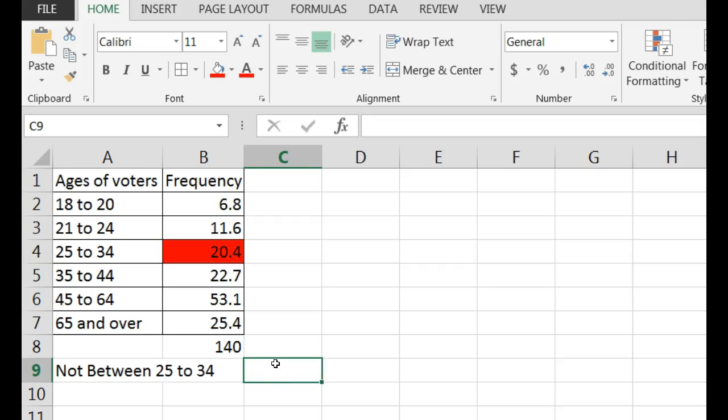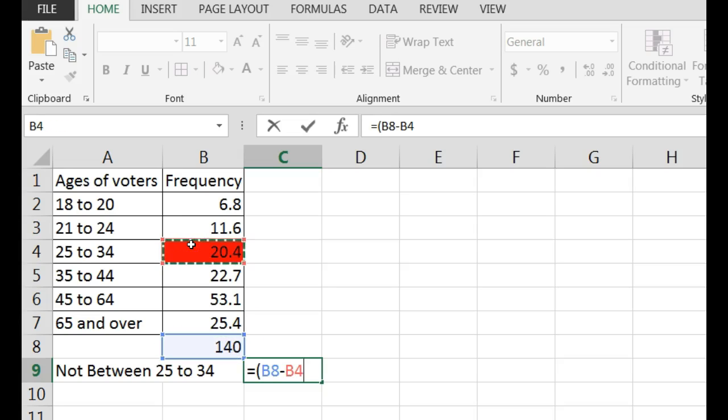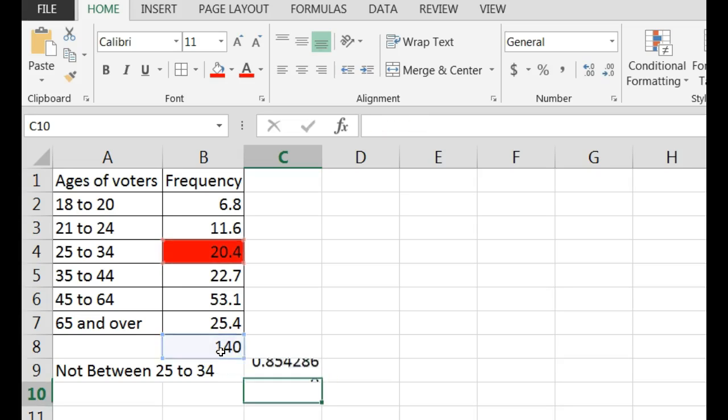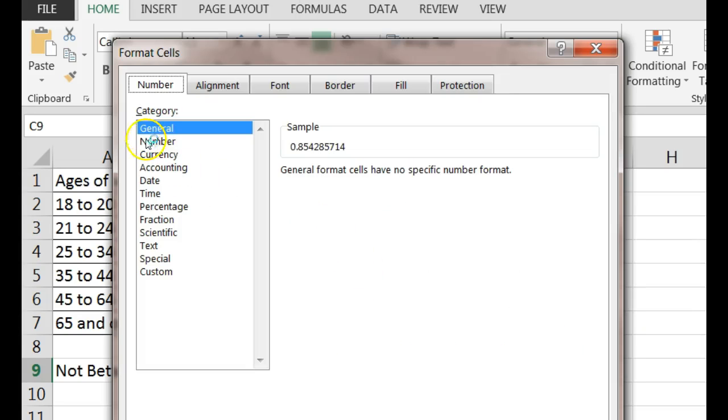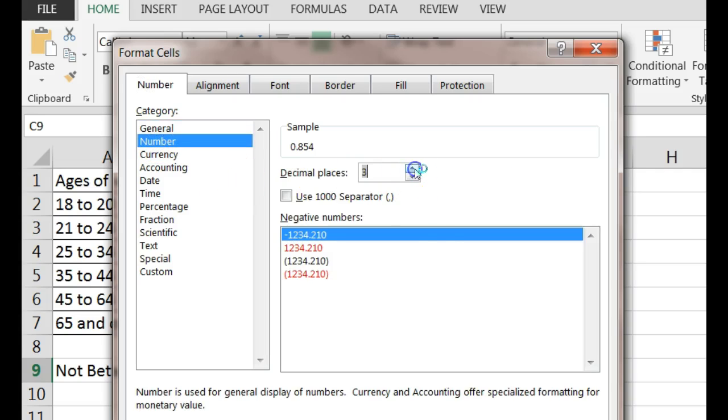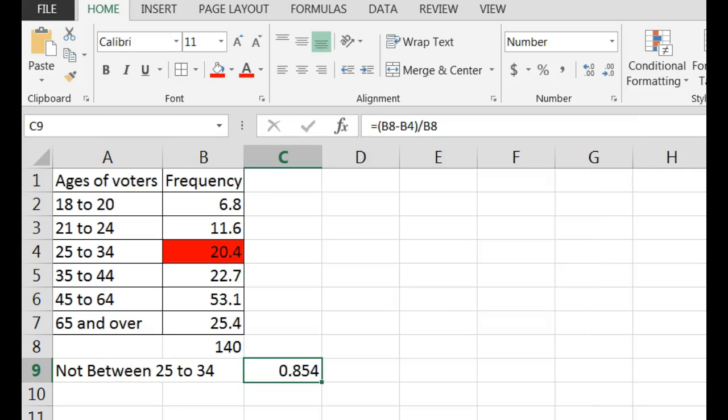I'm going to set up a little equation. I'm going to say equals, open parentheses, 140 minus 20.4. I'm taking those out. Then I'm going to divide by the total again. Let's see what we get. We get 0.854286. If I wanted to round that to 3 decimals, I could right-click on it, say Format Cells, Number, go to 3 decimals, and you can see my answer would be 0.854.